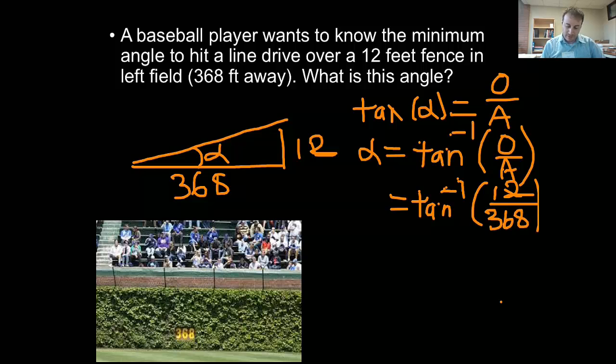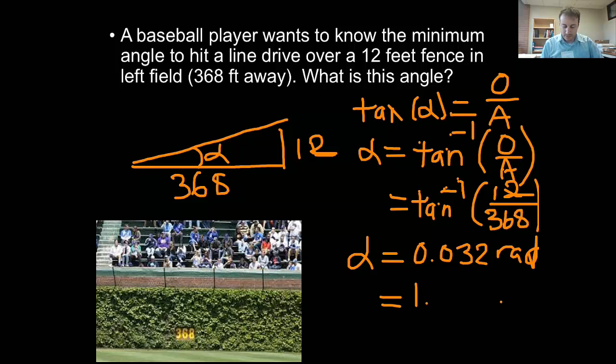And if we do that, we find that alpha is equal to 0.032 radians. And if we convert radians to degrees, we would find that alpha is equal to 1.9 degrees.